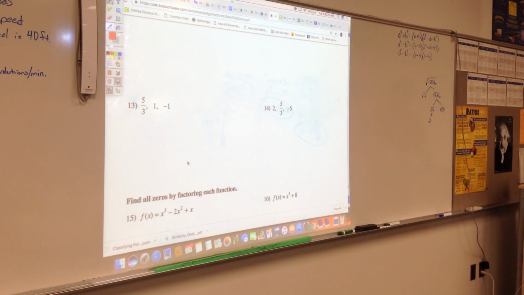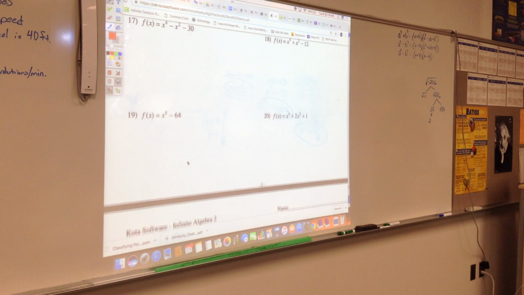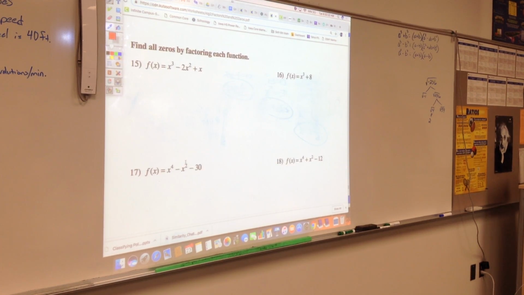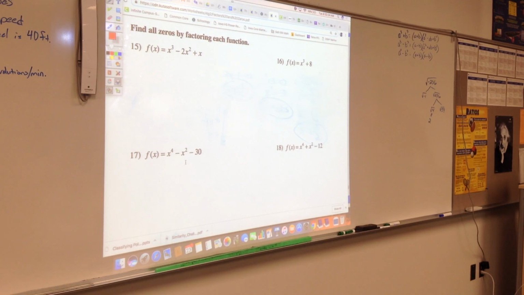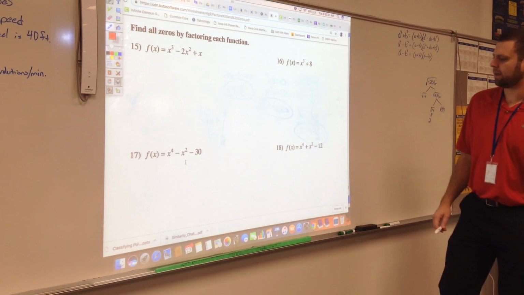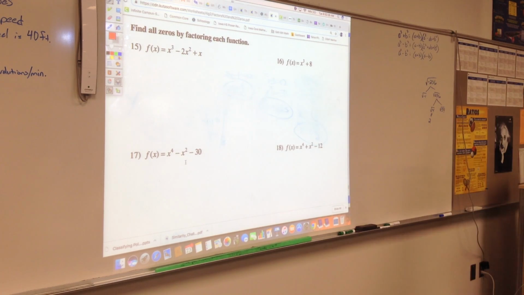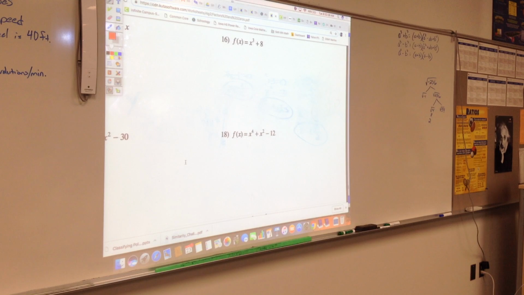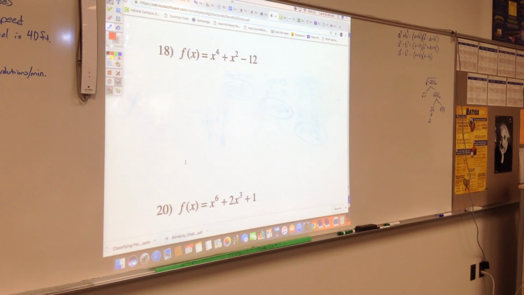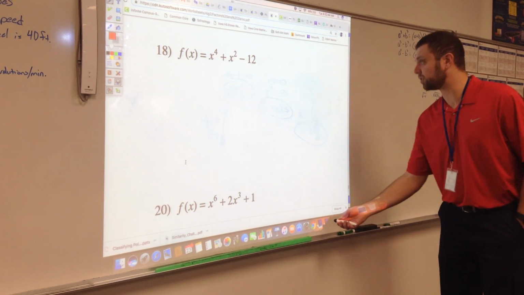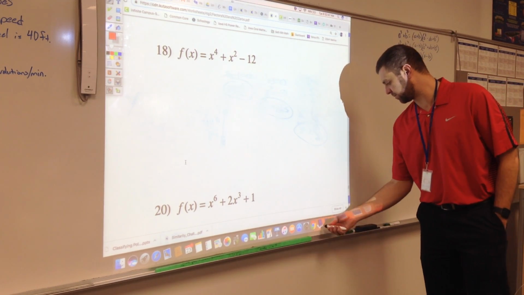And then we kind of put it all together on the last chunk of problems. It says, find all the zeros by factoring. I'm going to do 18 for you. X to the 4th plus x squared minus 12. Find all the zeros.